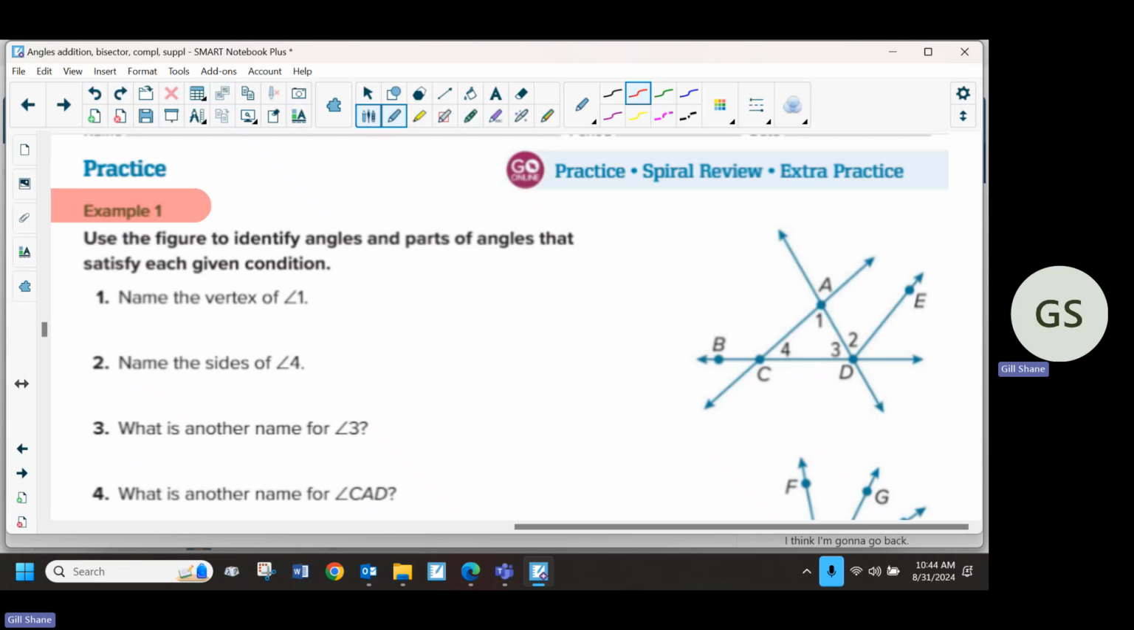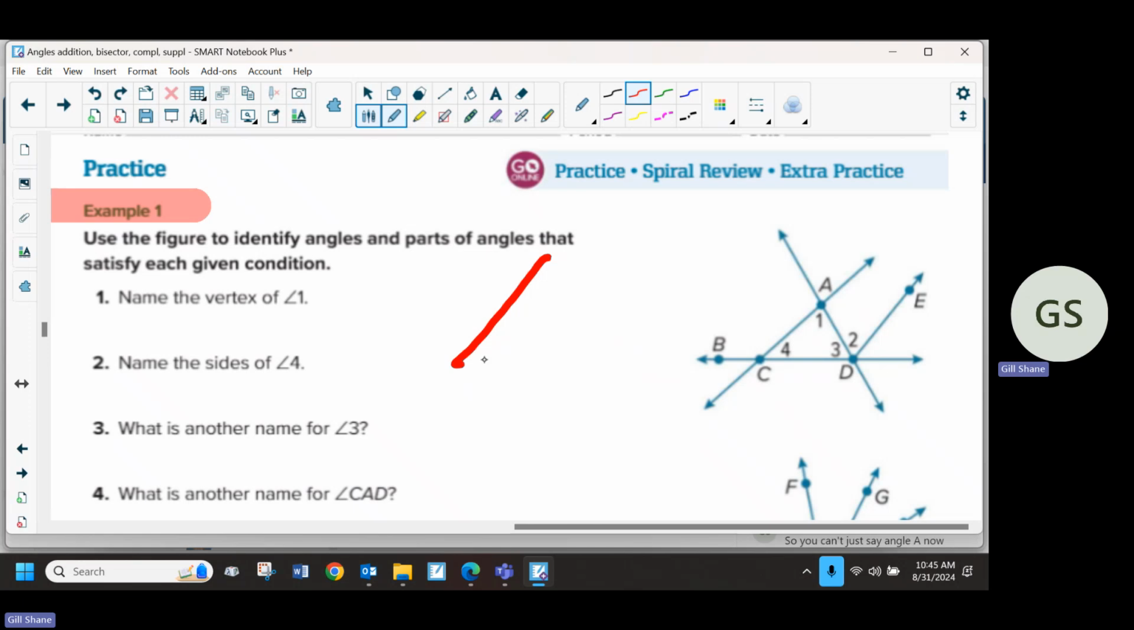Let's see, what's another name for CAD? Again, you could just reverse the letters and make it DAC. You could call it angle 1 to make it short. You cannot call it angle A. Although in this one, you probably can still figure it out. Angle A has a whole bunch of angles coming out of it. There's an angle right there. There's an angle right there. There's an angle right there. If I just say angle A in that situation, you don't know what angle I'm talking about. So you can't just say angle A.